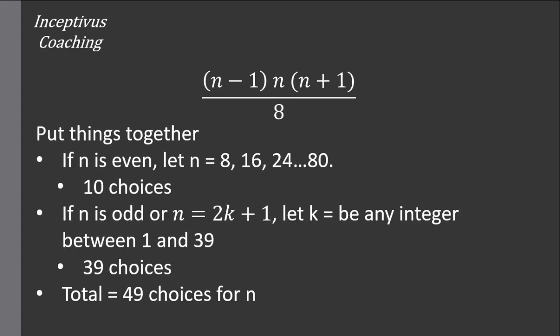All right, so let's put things together. When n is even, we know that n must be 8, 16, 24, and so on until 80, which gives 10 choices. If n is odd, and we write n as 2k plus 1, we said that k can be any integer between 1 and 39. For each of the 39 choices, you can calculate your value of n. So there are 39 choices when n is odd. And if you combine them together, there are 49 choices for n.